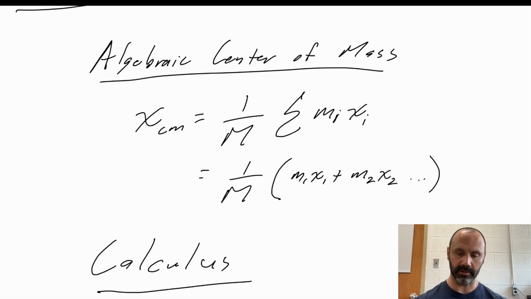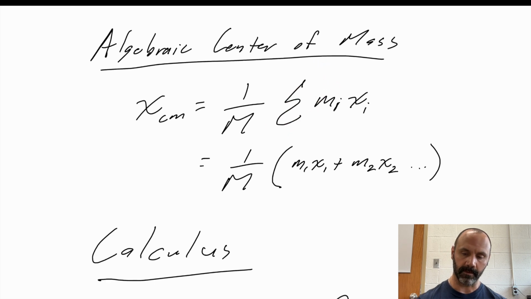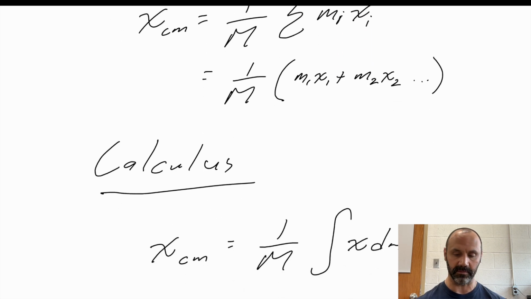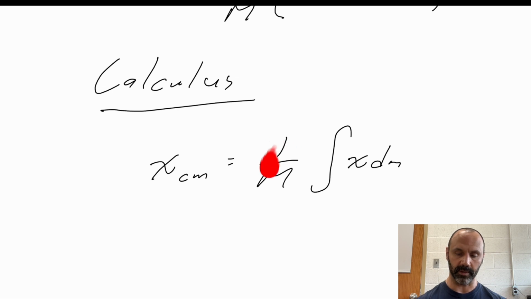The calculus version of this is that the sigma gets stretched out into a big S, and then you're adding up the location times the little piece of mass, the infinitesimal piece of mass that you're adding up. So 1 over m, that stays the same. Integral x dot dm, or x times dm. It's not a dot product because neither of these is a vector.